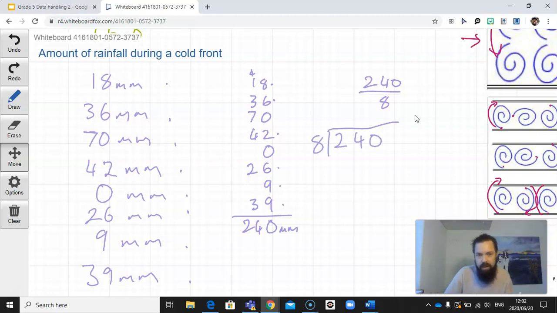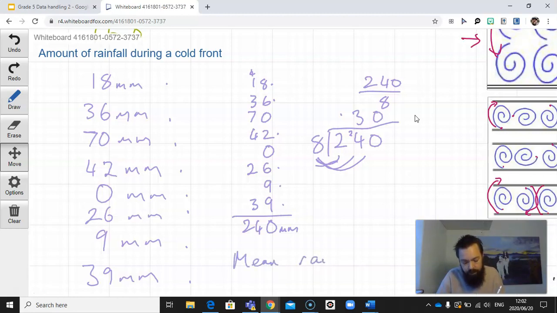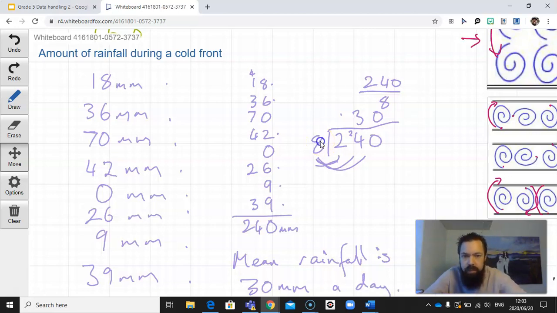It's a little bit of a squiff line, but let's work with it. So does 8 go into 2? It does not. Does 8 go into 24? 8, 16, 24. It goes in exactly. Does 8 go into 0? It goes in 0 times. So in fact, our answer then is that the mean rainfall is 30 millimeters a day. Right, and that's again solving the mean.